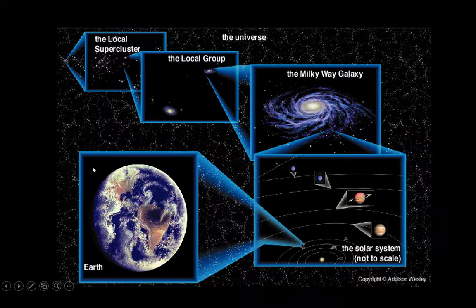So to put that all in one picture, here's Earth, which is one part of the solar system, which is one part of the Milky Way, and the Milky Way is one of billions of galaxies in the entire observable universe.